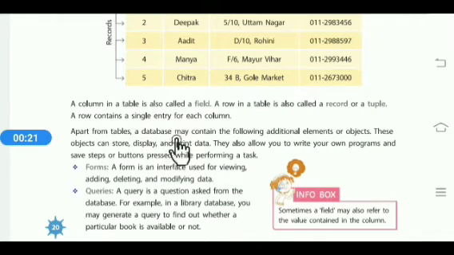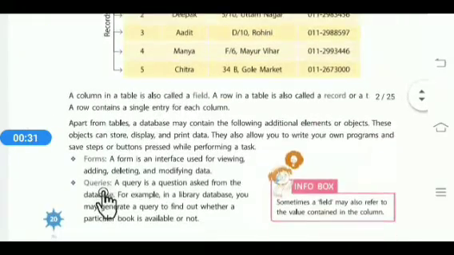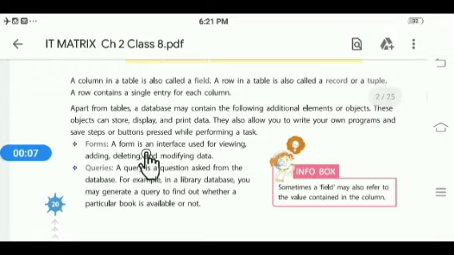Then, apart from tables, a database may contain the following additional elements or objects, that is forms, queries, reports. These objects can store, display and print data. First is form. A form is an interface used for viewing, adding, deleting and modifying data. Form is also known as entry screen and it is also used to store confidential data because a form shows only a single entry at a time.